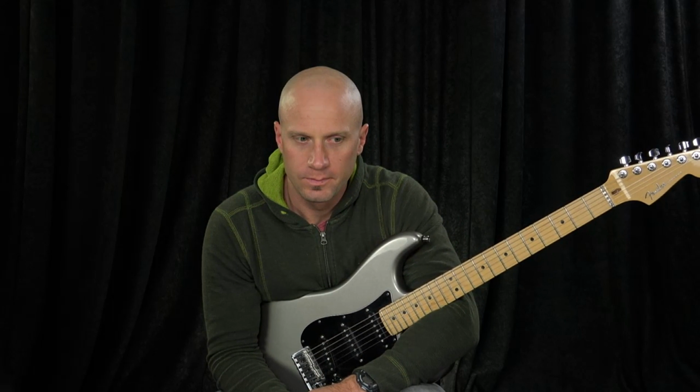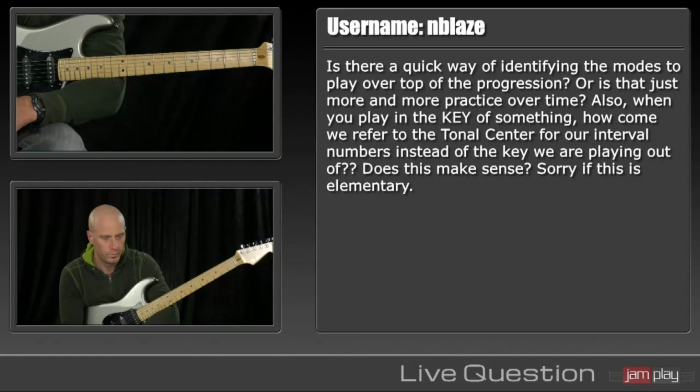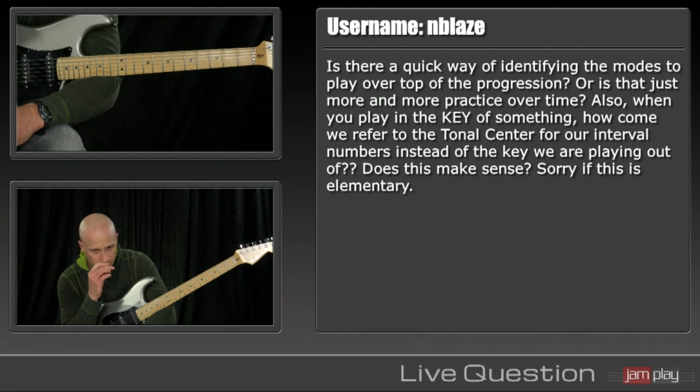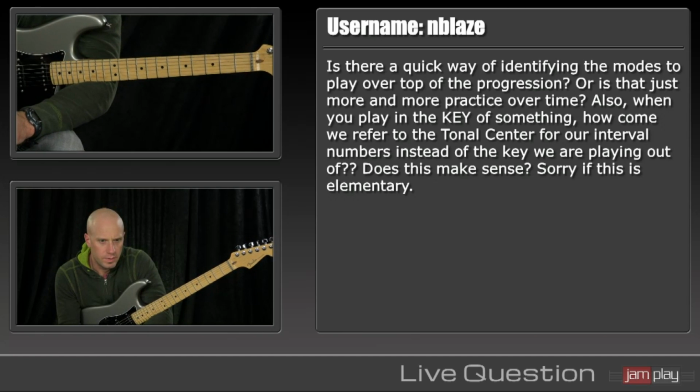Okay. Got a couple more here. This one's from Inblaze. Is there a quick way of identifying the modes to play over top of the progression, or is that just more and more practice over time? Also, when you play in the key of something, how can we refer to the tonal center for our interval numbers instead of the key we are playing out of? Does this make sense? Sorry if this is elementary. No, it's a great question. Leave that question up. There's a couple of parts here.